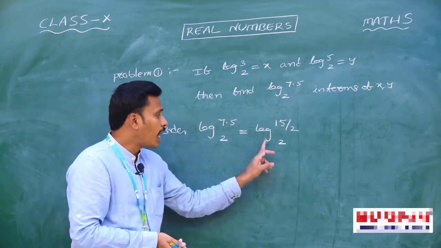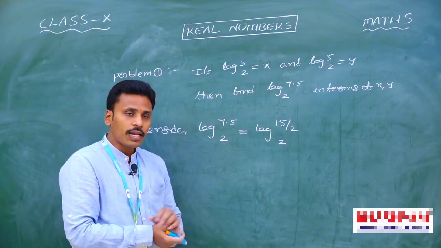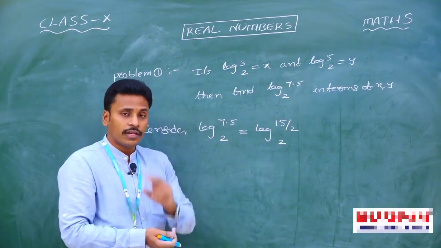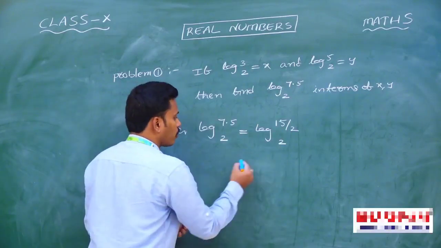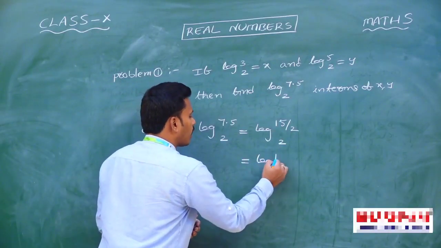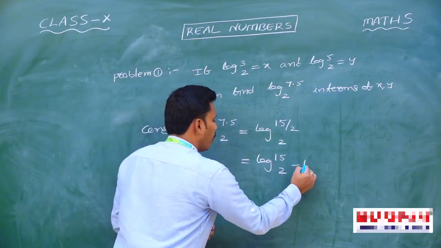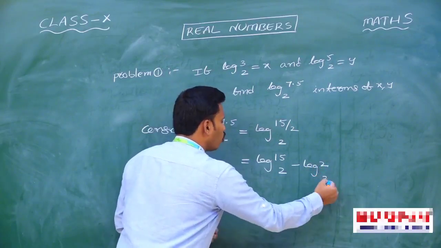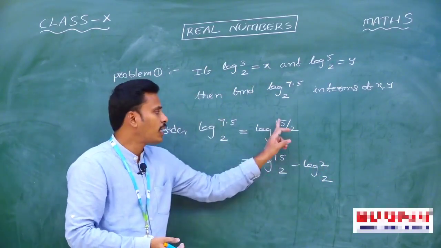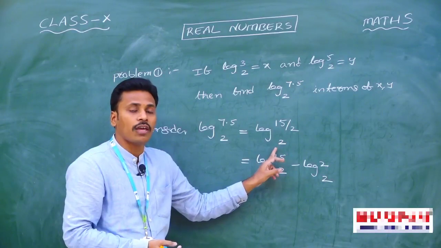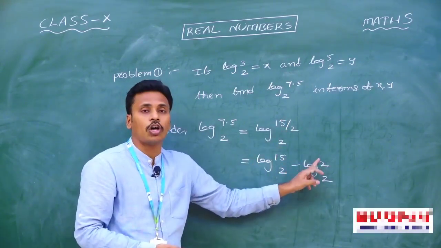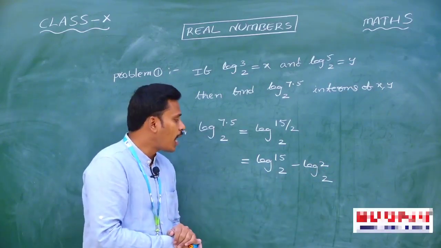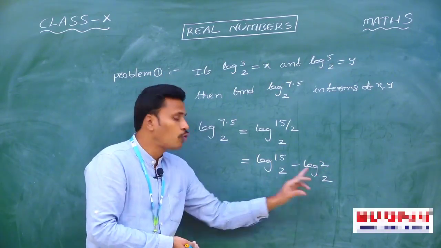And now, logarithm of 15 by 2. Logarithm of a by b. Second law of logarithm gives us the difference of two logarithms. So this is equal to logarithm of 15 base 2 minus logarithm of 2 base 2. Is it clear? Logarithm of a by b base x is log a base x minus log b base x, log 15 base 2 minus log 2 base 2. Clear? And now if you look there, logarithm of 2 base 2 is 1.